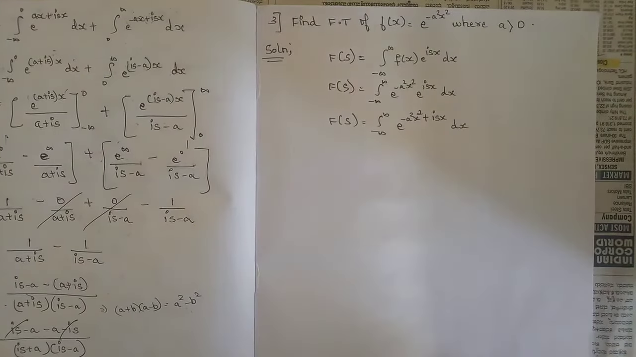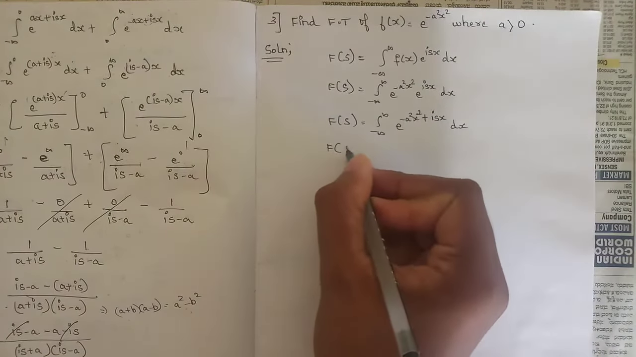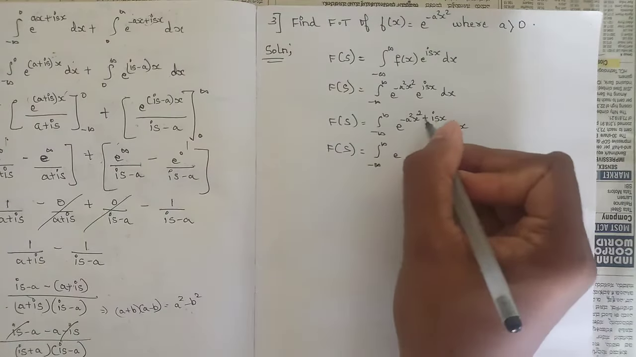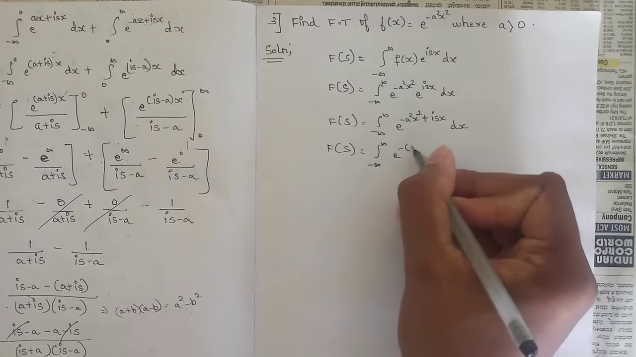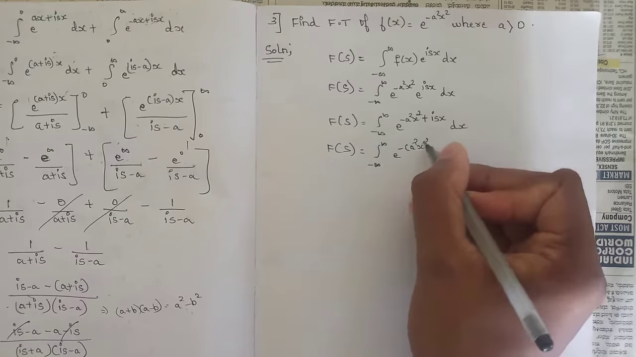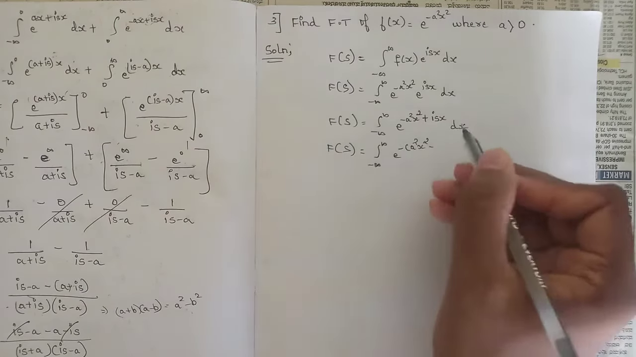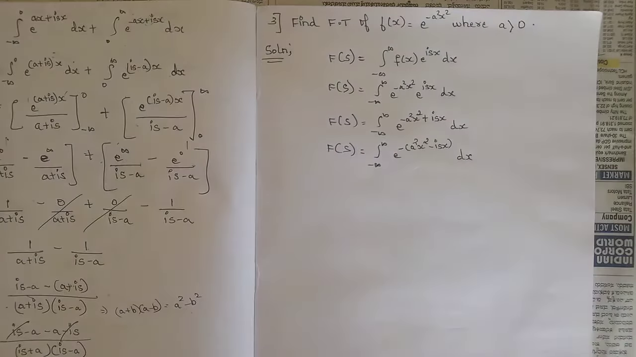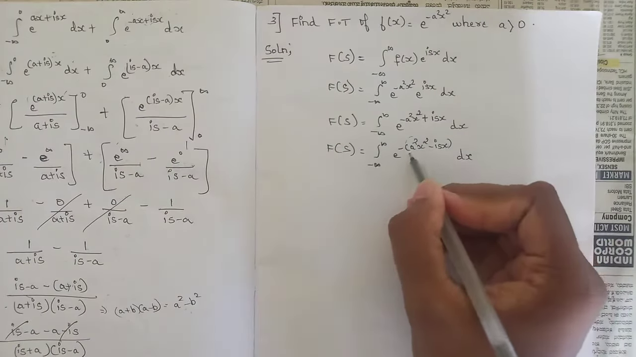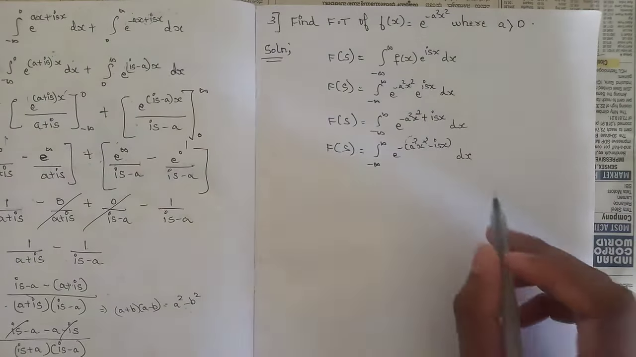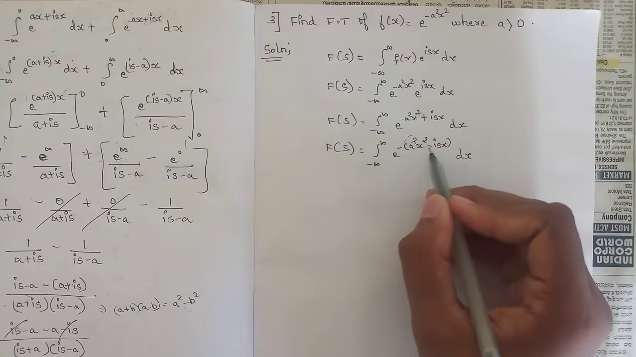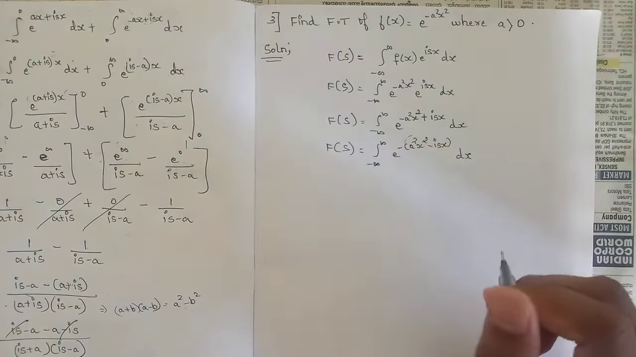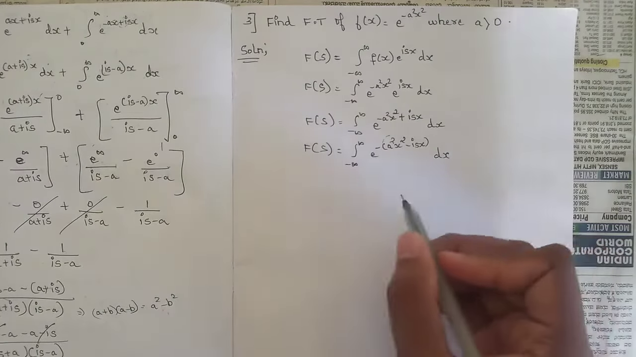So now let's solve. The integral from minus infinity to infinity of e power, let's take the minus sign outside here. So let's write it as minus of a square x square minus isx into dx. If you take minus outside, this becomes minus. Now whatever is there in this bracket, that is minus of a square x square minus isx, we are going to replace this by something else.